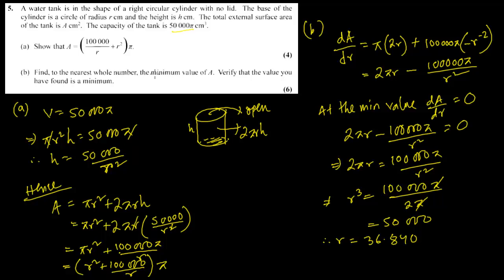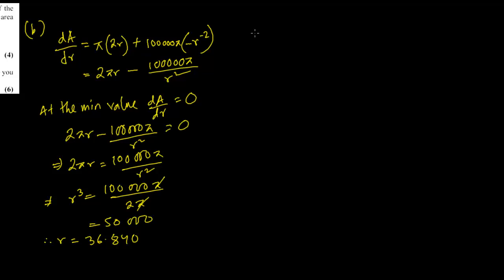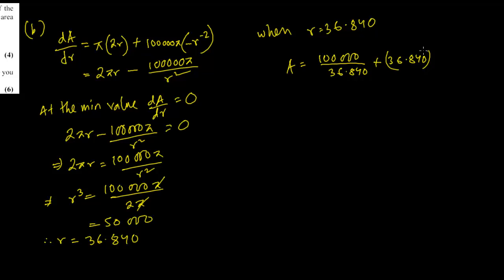Now we have to find the value of A. Remember, the minimum value of A. So let's calculate this. So when r equals 36.840, A equals, so let's put this in the expression of A, that is going to be 100,000 divided by r, which is 36.840, plus r squared, which is going to be 36.840 whole squared, and multiplied by pi.